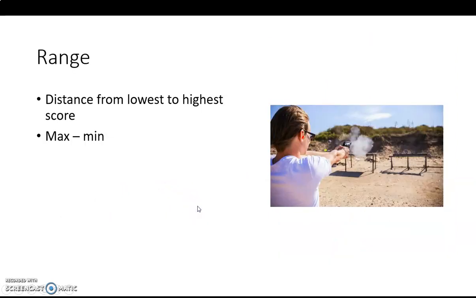There are a few measures of variability that we use. One is the range. This is the simplest formula. It's just the max value minus the min.